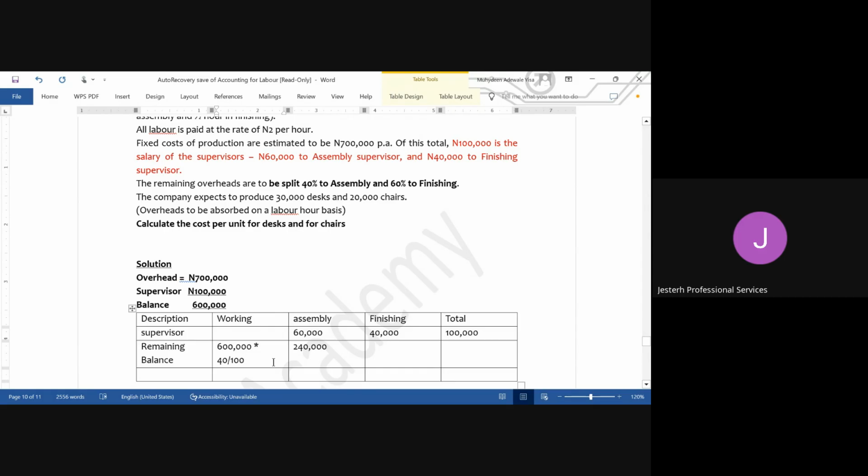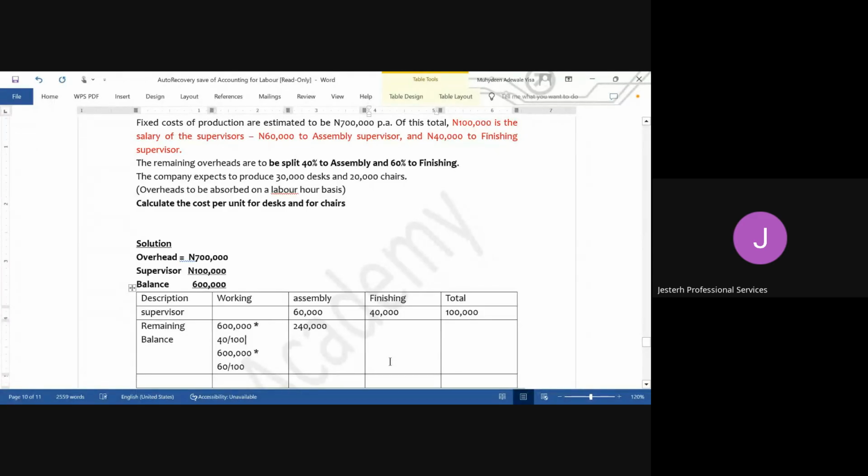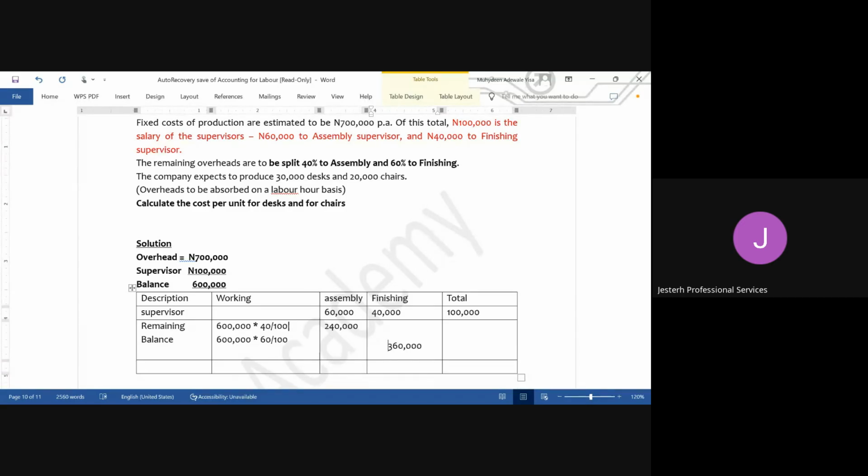Okay, then the second one, 600. Let me go down. I want to just simplify so that we will understand, for those who are having challenges, 60 divided by 100. Now if we do the second one, it's going to give us 360. So now we have split this 600,000 based on the departments. If we add these 240 and 360 together, we should be able to get this 600.